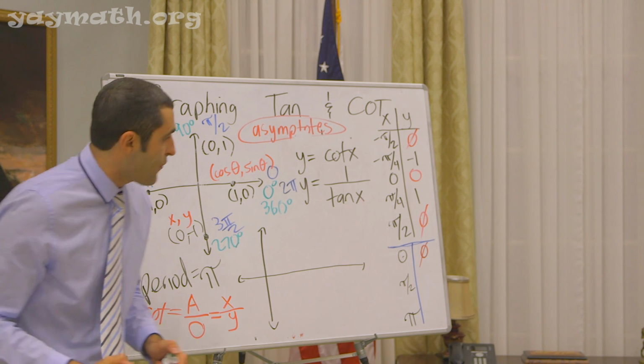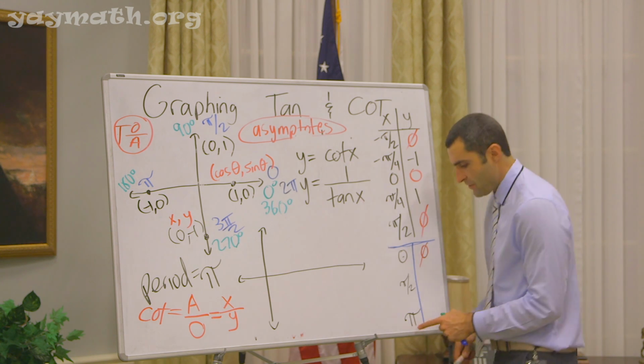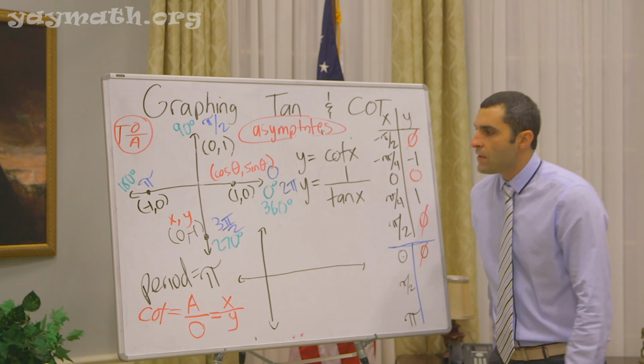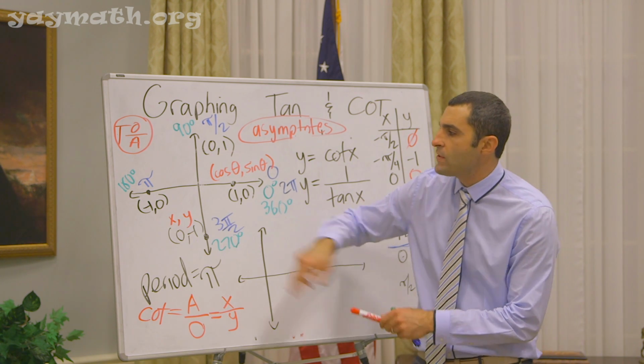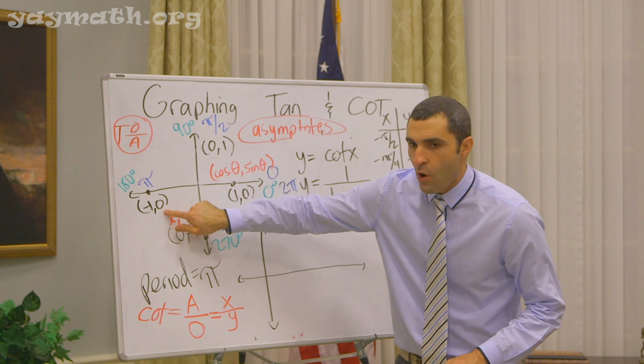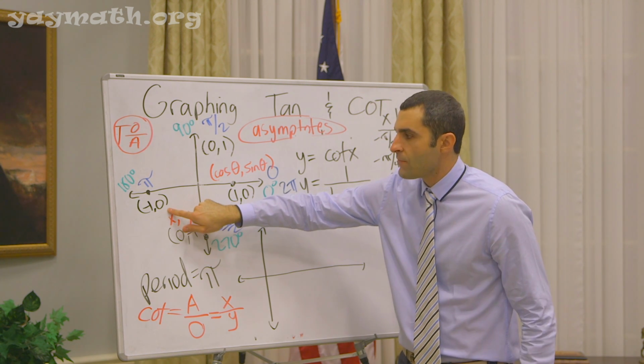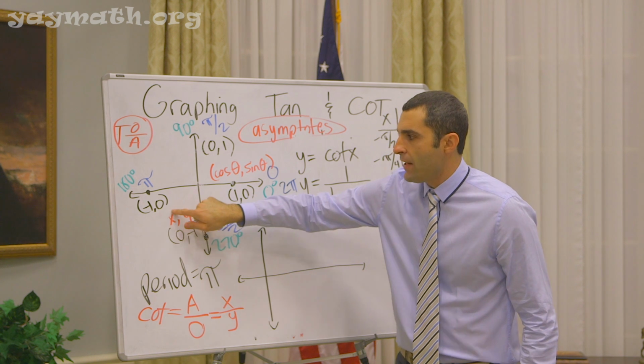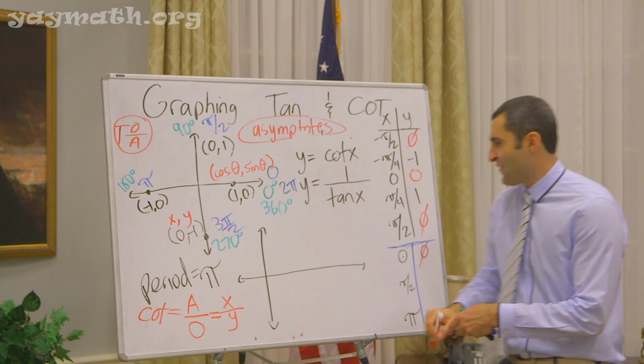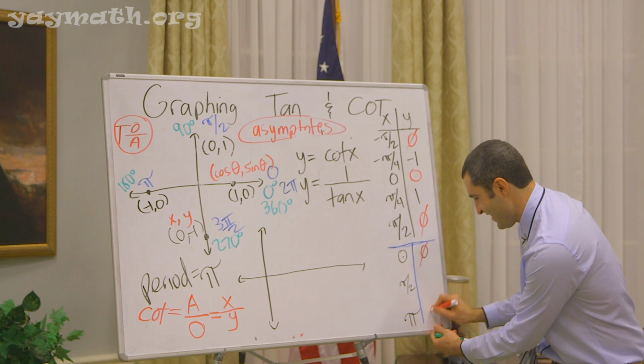Fantastic. So let's go over here to pi. Let's do pi, and then we can even do pi over 2. So what is cotangent? What over what? Adjacent over opposite. Very good, which is x over y. At pi, that is -1 over 0, which is undefined.